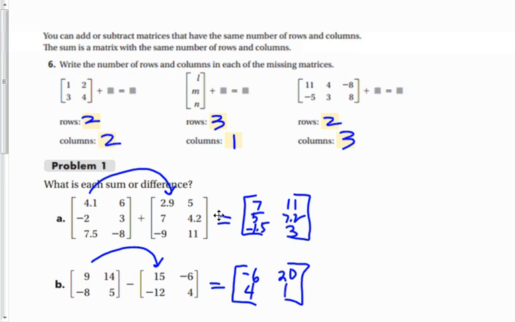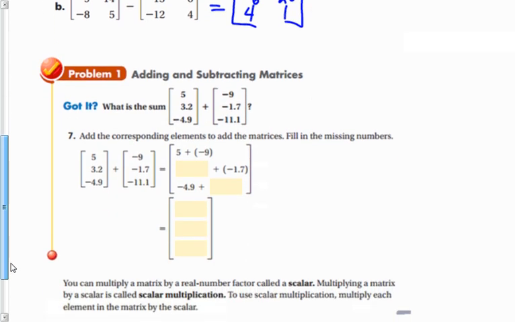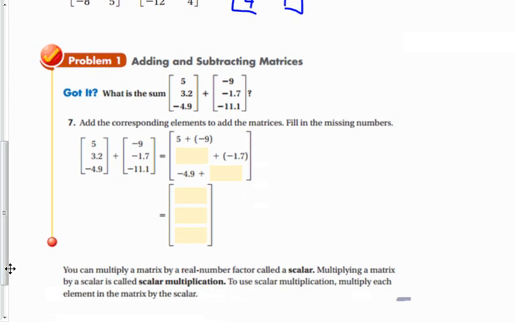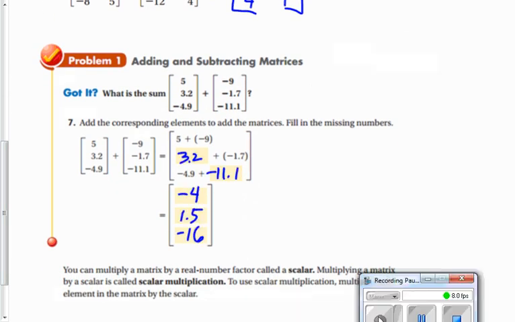So that's how you add and subtract matrices. Go ahead and try that in problem 1. You can check back with your answer.